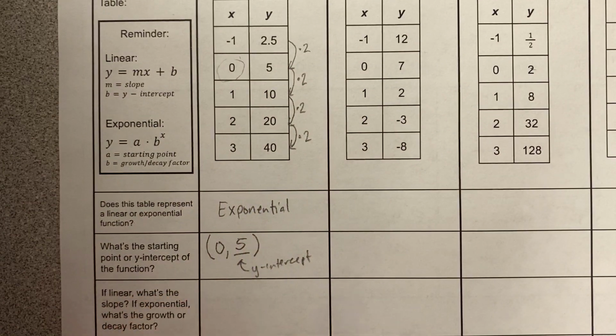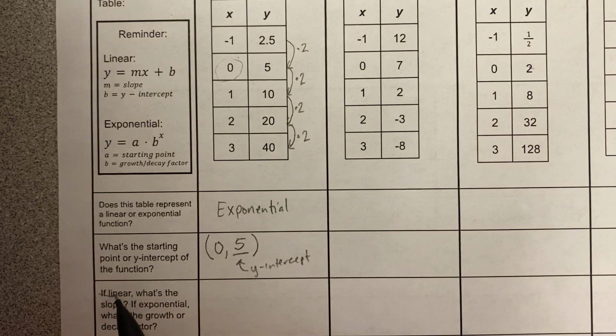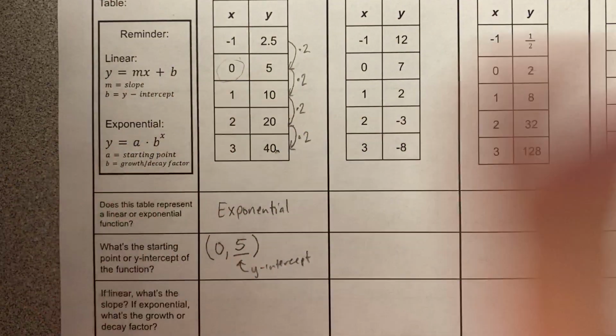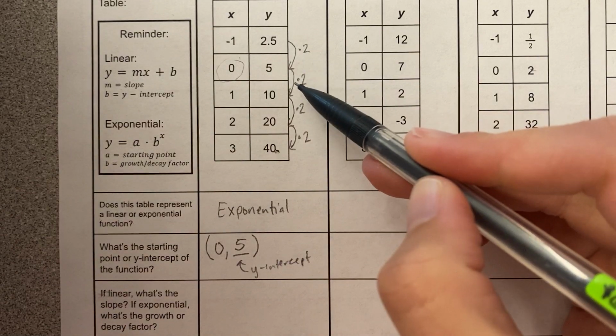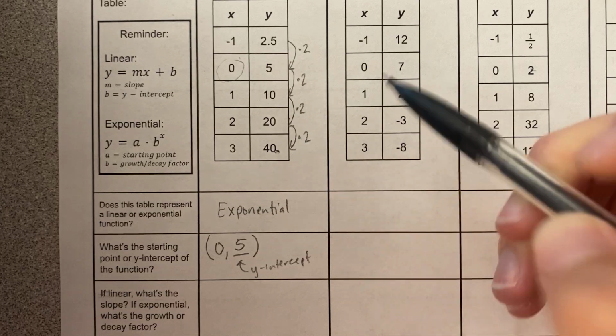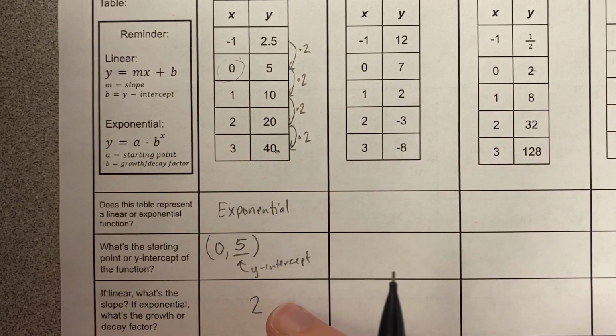Okay, if linear, what's the slope? Okay, it's not linear, right? Well, we're not going to cross it off because that's for all the things, right? So this one's exponential. What's the growth or decay factor? So in this case, the growth factor, this number is growing, and it's growing by a factor of 2. It's multiplying by 2 each time.